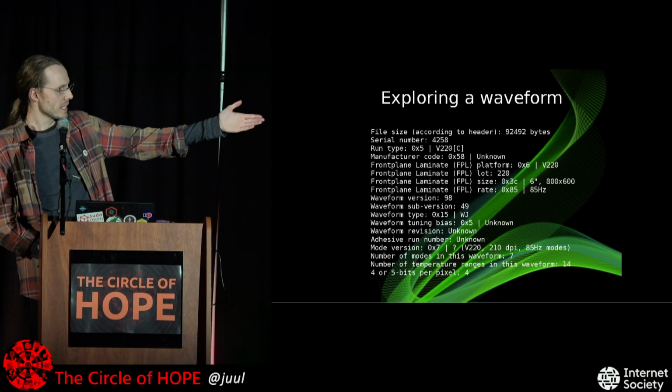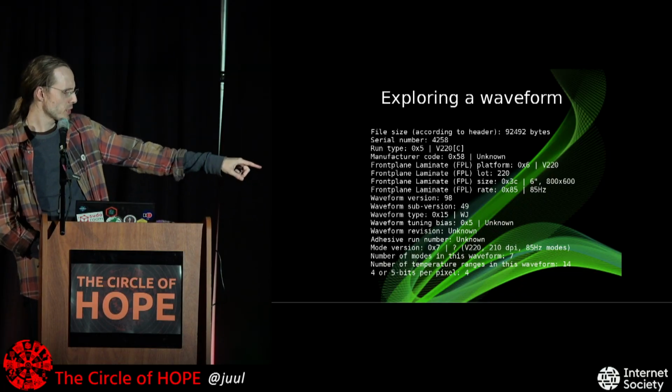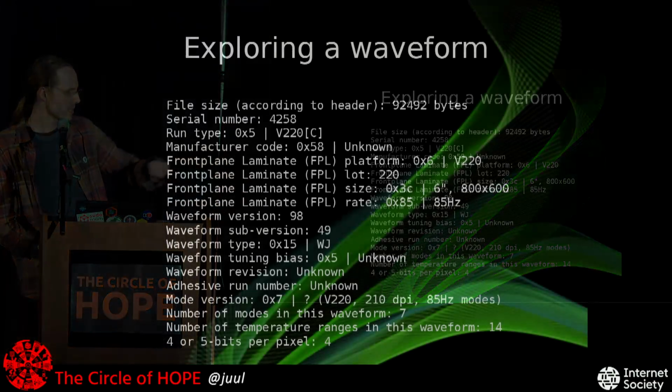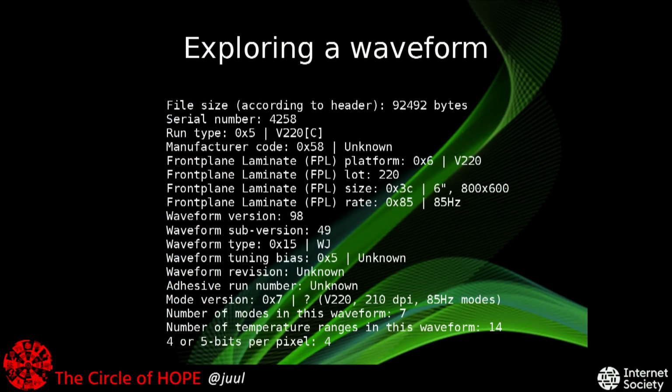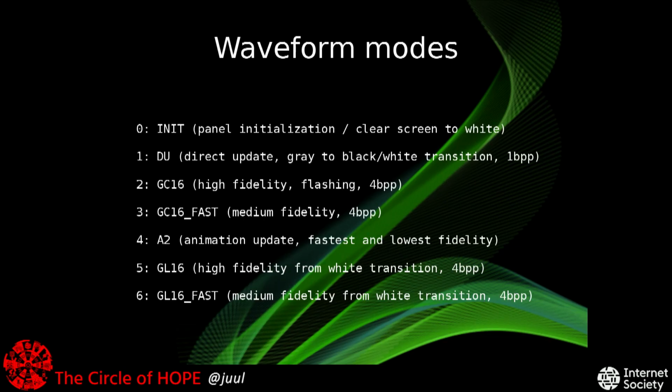It's an 800 by 600, 6-inch display. But then we look at the bottom here. It says there are 7 modes and 14 temperature ranges, and it's a 4-bit per pixel display. That's good to know. So what kind of modes are supported? Well, this particular display's waveform had 7 different modes.